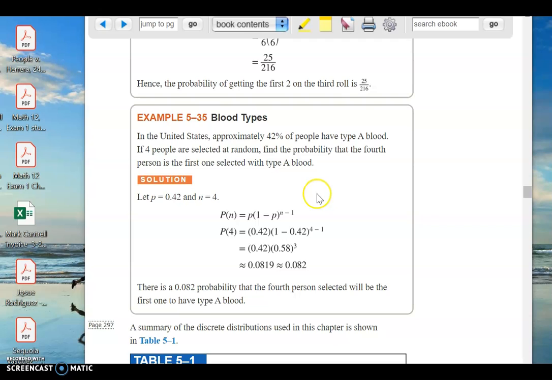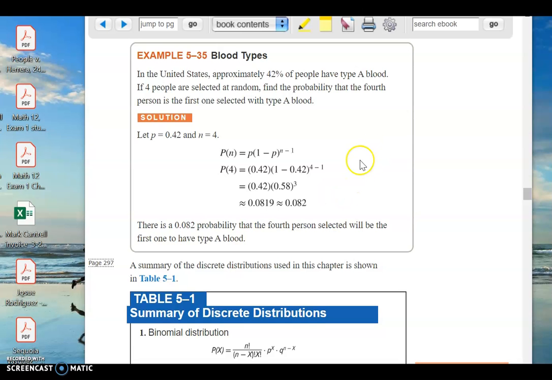Let's take a look at this one real quick. Okay, 42% have type A. You pick four people at random, find the probability that the fourth person is the first one that's selected with type A. So if it's a 42% chance of having type A, that's a 42% chance of a success. Failure is 1 subtract 42%. And if the fourth person is the one that has type A, four take away one, so there's a failure, a failure, a failure, three failures, and finally you get a success. So you multiply them all together, and boom, there you go.